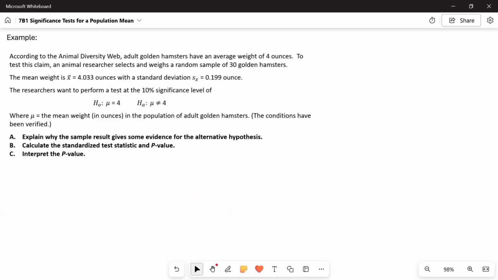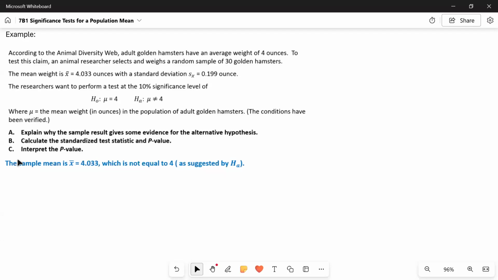And they define our parameter of interest. So first thing we want to do is explain why the sample result gives some evidence for the alternative hypothesis. All right. And we state that in a sentence. The sample mean x bar is 4.033, which is not equal to 4, which is suggested by the alternative hypothesis. Now, the second question is calculate the standardized test statistic as well as the p-value.